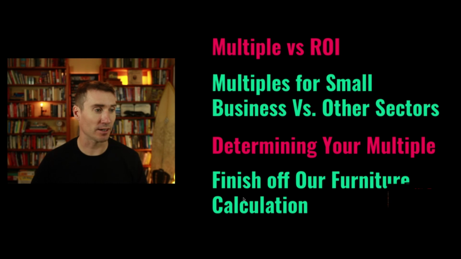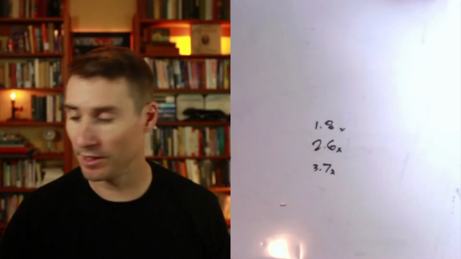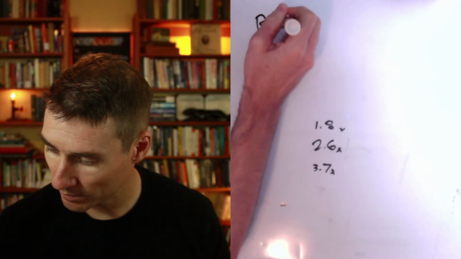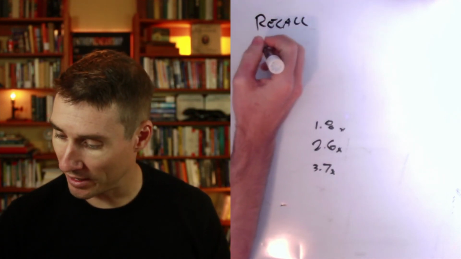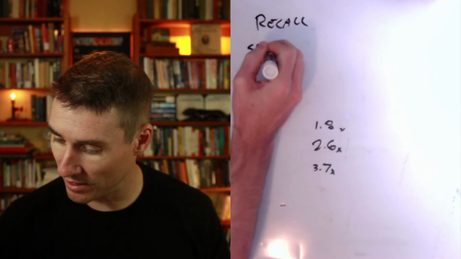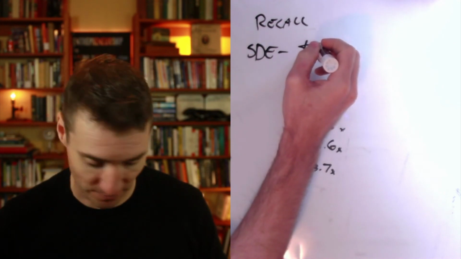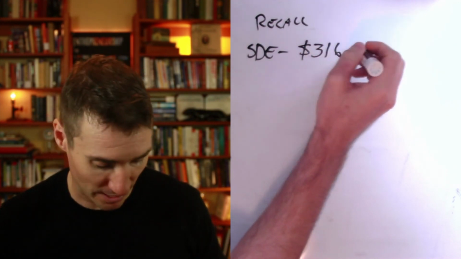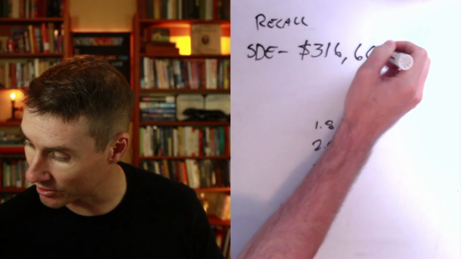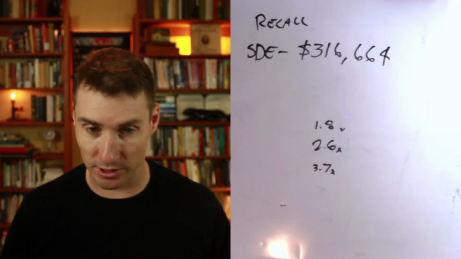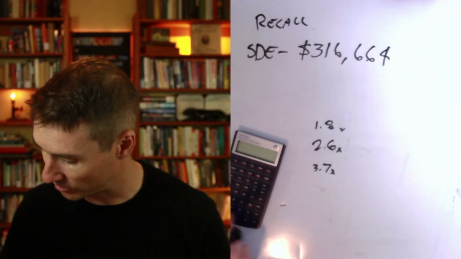Okay, so what do we have left here? So we're going to finish off our furniture calculation. So we'll go back to our whiteboard. These were our multiples that we were looking at. If we recall that we had our SDE for our furniture business, and you can go back to video 2 to figure out where this number came from and how to calculate yours. But it was $316,664. So now we're just in a bit of a multiplication session, right?